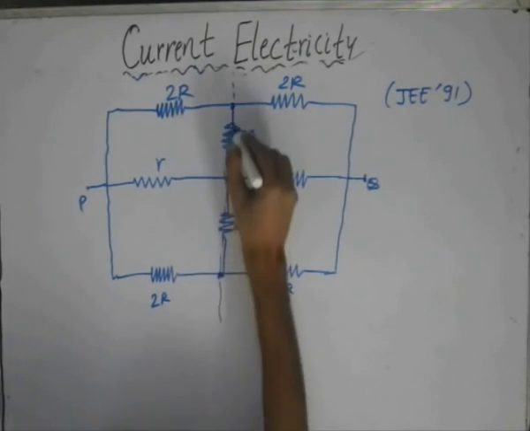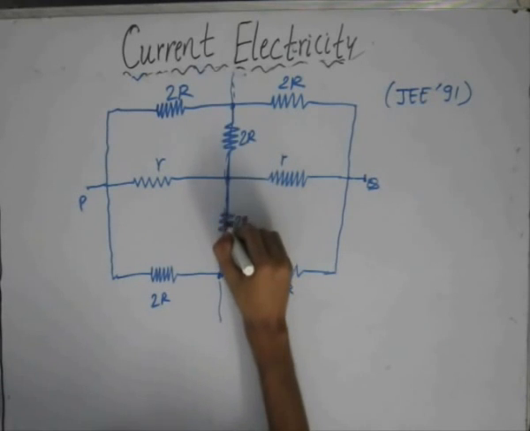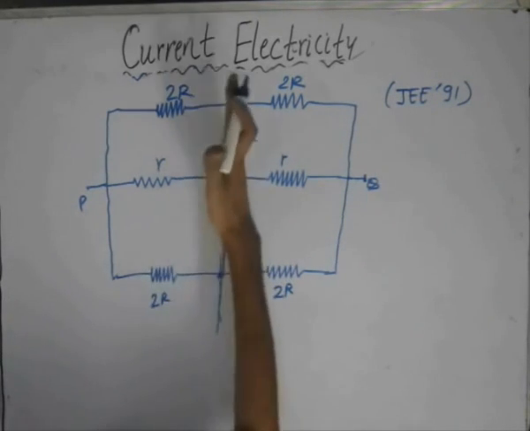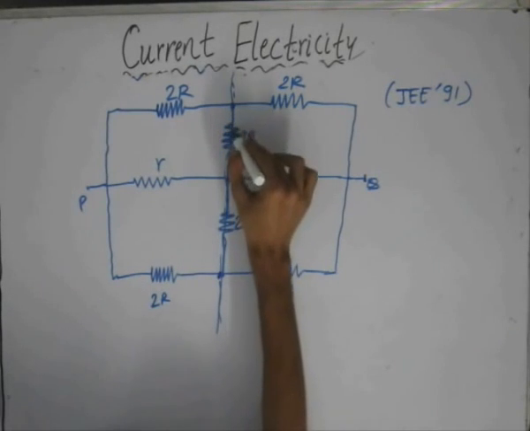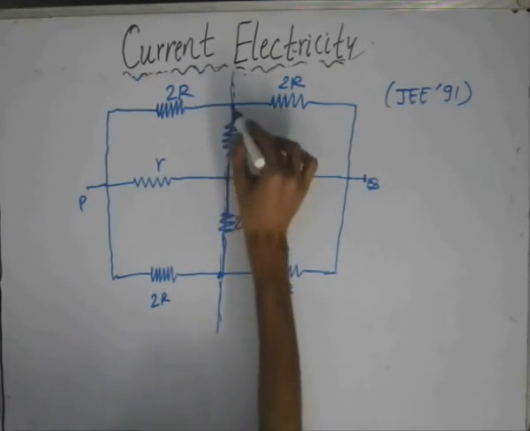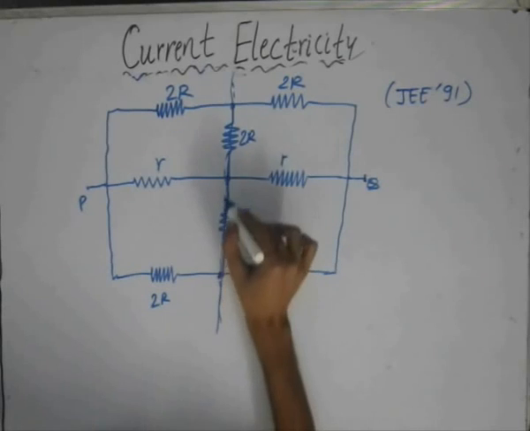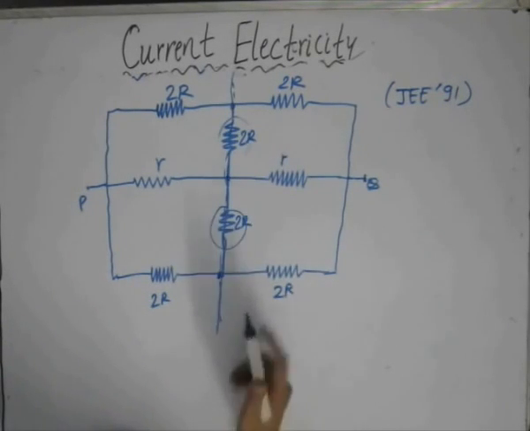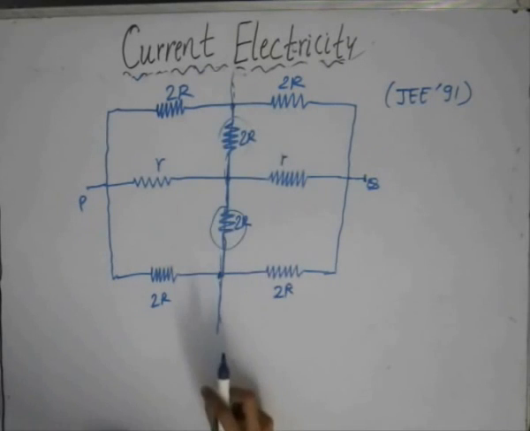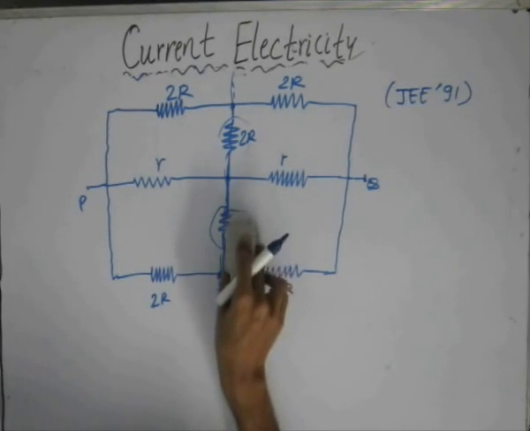So what we can do is replace it, since they are of equal potential, by a short circuit or a conductor. After doing this, since no current flows through this path because the potential difference at all these points is similar, these resistors of value 2R become redundant. No current is flowing, so there is no point in connecting these two resistors in this circuit. So we can eliminate these two resistors.